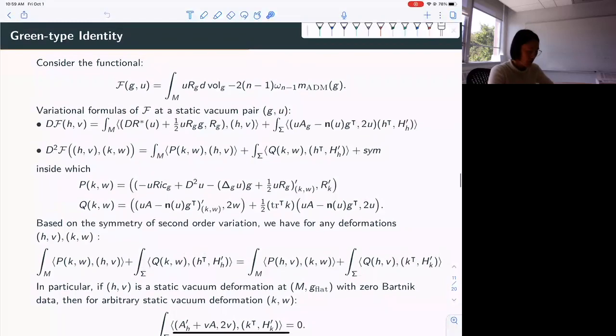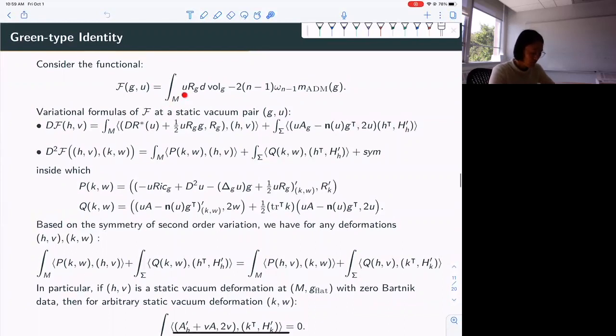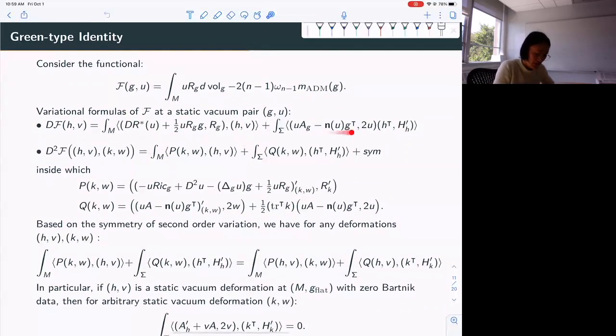Here we consider this functional, curly F, acting on a pair (g, u). It is the integral of u times the scalar curvature of g, minus a mass term. This functional comes from the relativity Hamiltonian. Then we take the variation formula for this F. The first variation formula is given here, and you see it is just the adjoint operator of the linearized scalar curvature map.